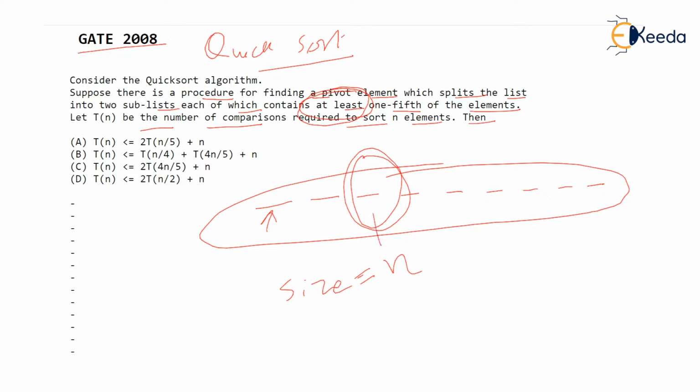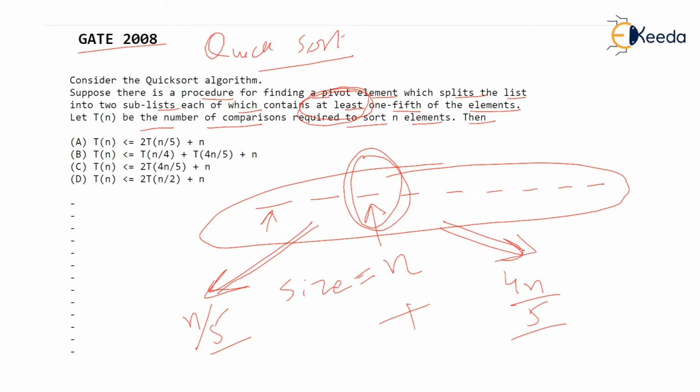This will be the partition in place, and one partition will be of size n by 5, and the other partition obviously will contain the rest of the elements, which is 4n by 5. If you add both of them, n by 5 and 4n by 5, you get 5n by 5, which is n, correct or not? So at least n by 5 means one of the partitions will contain n by 5 elements and the other will contain the rest. And each time this will happen because they are efficiently selecting a pivot which will split the array into two partitions, one of size at least n by 5 and the other of size 4n by 5.